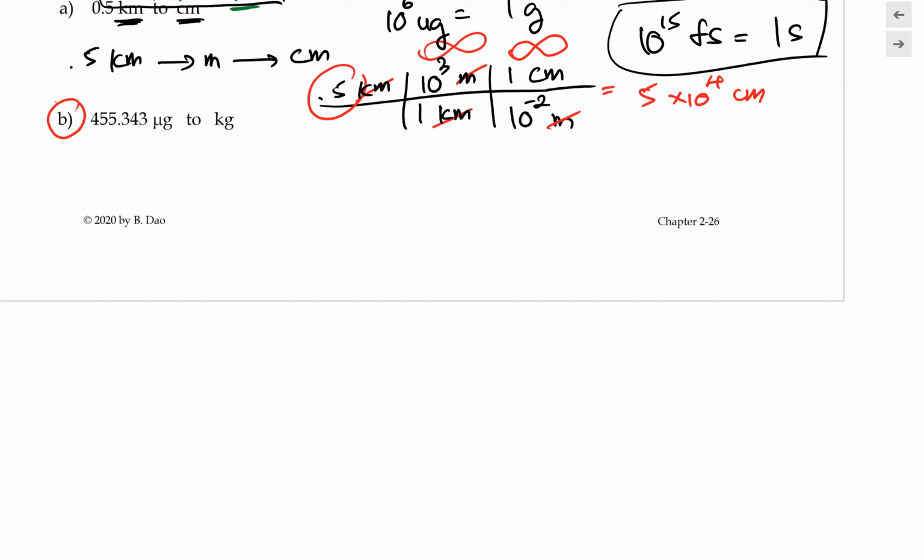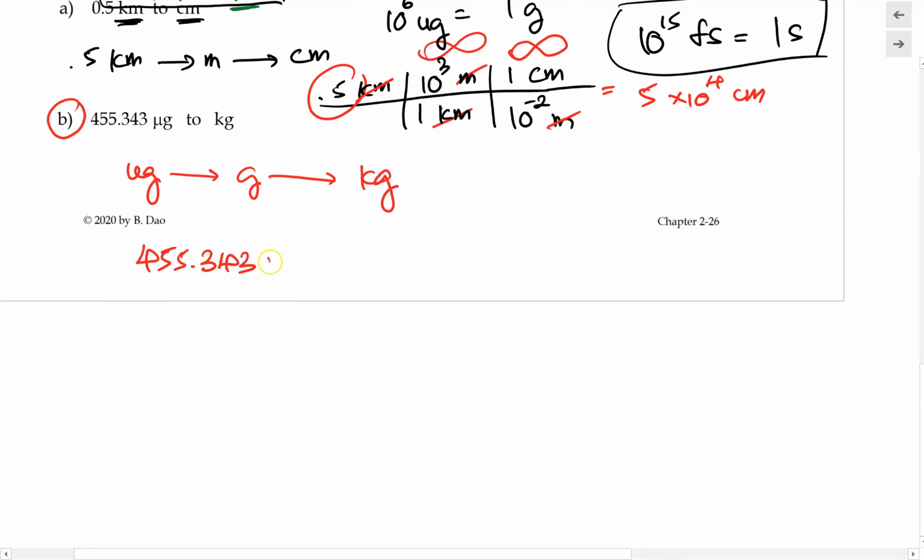And now let's go over the answer. So in this case, we're starting from microgram. We can convert microgram into gram and then gram into kilogram. So that's what we can do with dimensional analysis. Rather than converting microgram into gram directly by moving the decimal point, we can break this into smaller parts and convert that first to the base of 1, and then to the other prefix. So in this case, to now solve this, starting with 455.343 microgram.